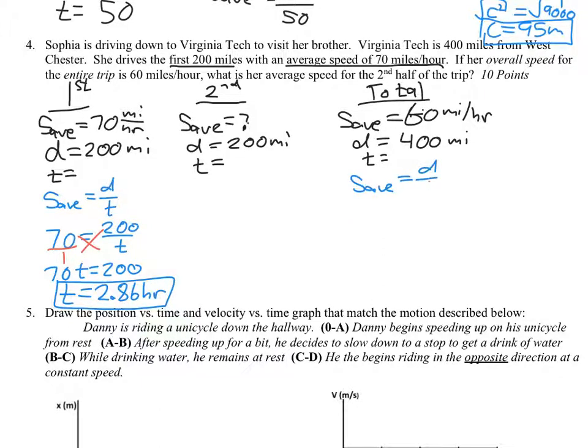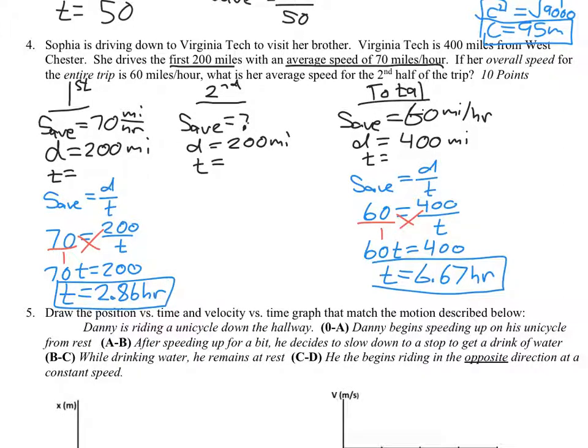I can do the exact same thing here for the total. Same formula, but now it's 60 is equal to 400 over t. Once again, I'm going to cross multiply by putting this over 1, and I'm left with 60t equals 400. And so that means my time for the overall trip is 6.67 hours. Well, I can put those two together and use that to figure out the time for the second part. I'm just going to do 6.67 minus the time for the first part, 2.86. I end up finding that the time for the second part is 3.81 hours.